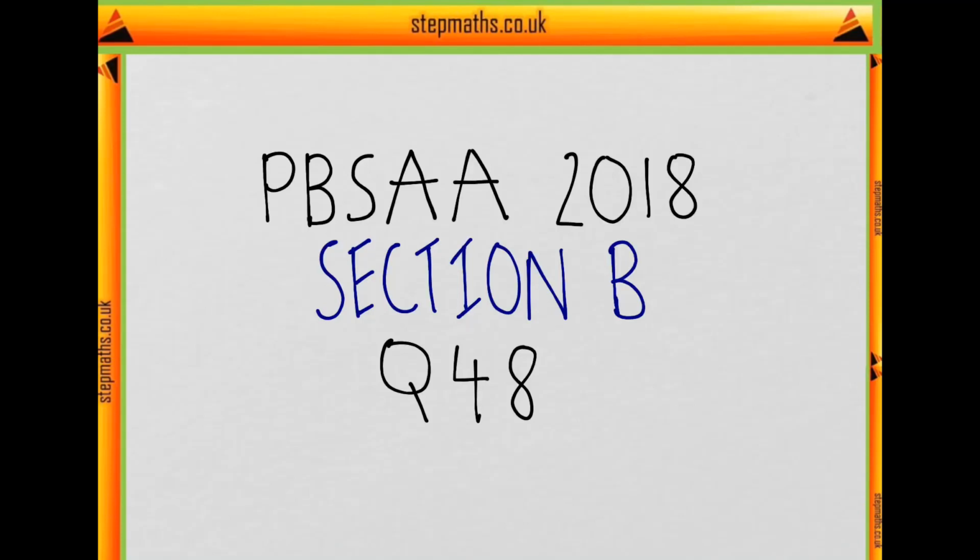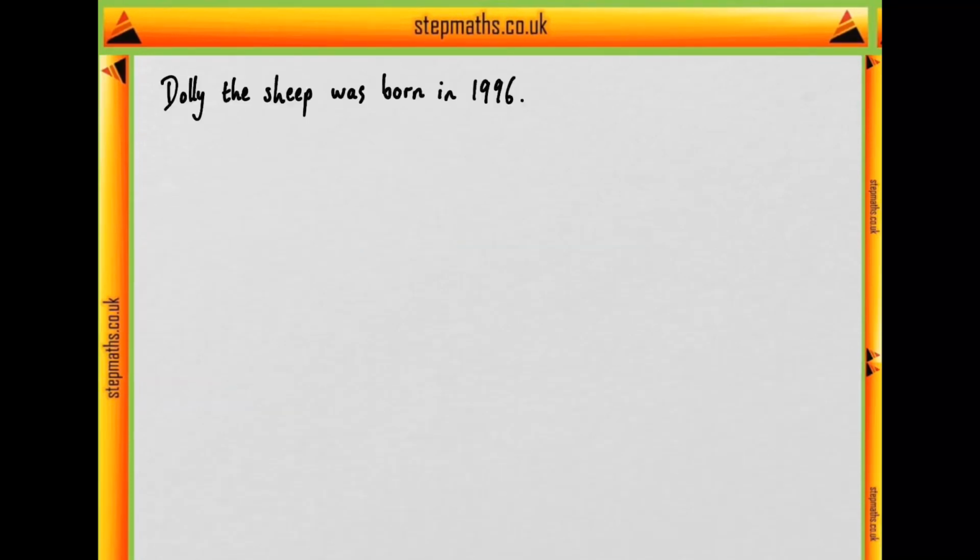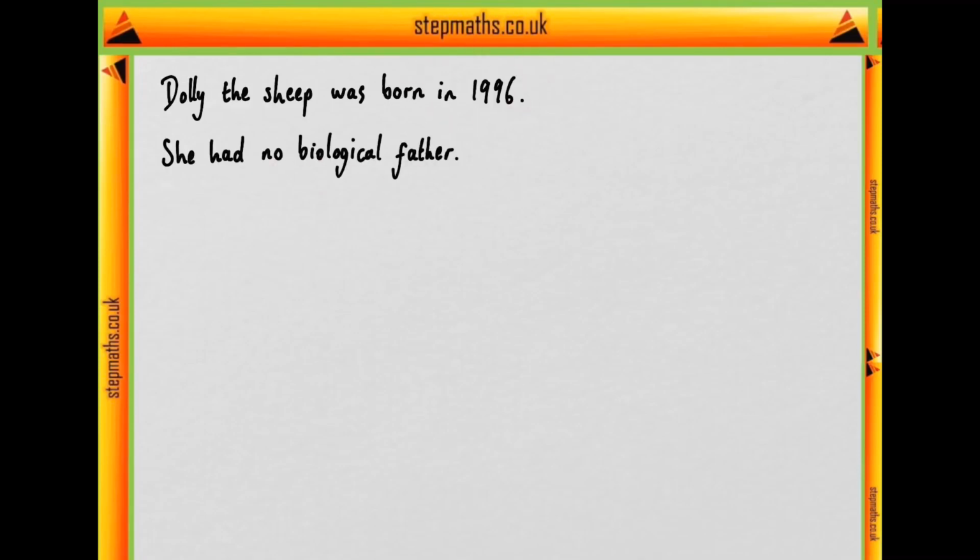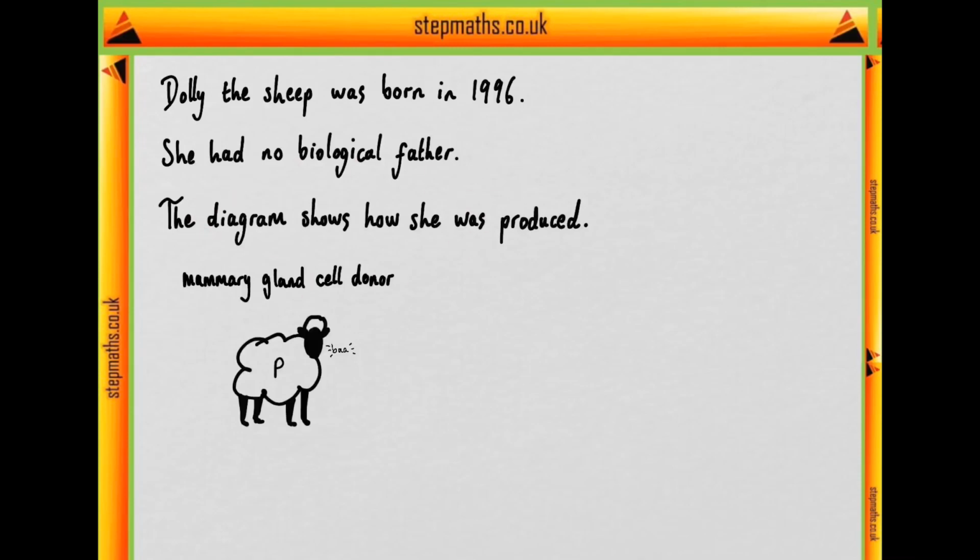This is question 48 from section B of the 2018 PBSAA paper. This question focuses on Dolly the sheep, who we're told was born in 1996. She was unusual in that she had no biological father, and the diagram below shows how she was produced.